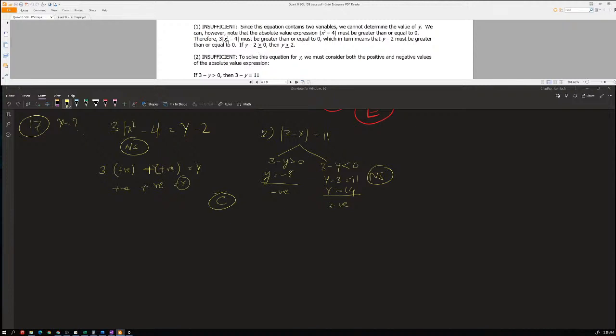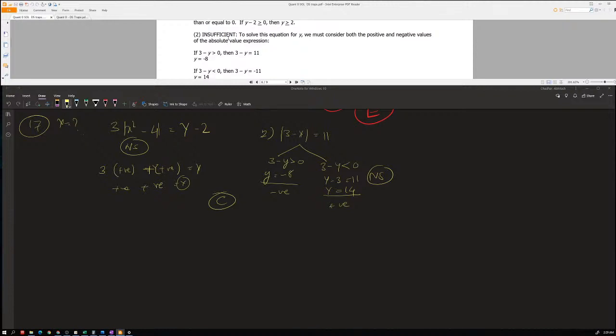Yes, this is one more way. Instead of just saying that x can assume many values, even if we take the values of x, the expression x squared minus 4 in the mod must be greater than or equal to 0, and that would make y minus 2 greater than or equal to 0, because the mod has to be non-negative, and then you can solve that y is greater than or equal to 2. That's also a good argument. I think even my argument is not wrong.